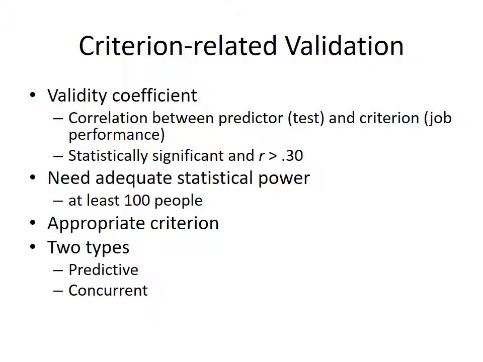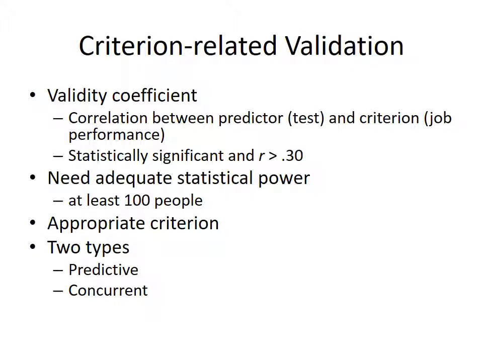So again, we're not expecting these tests to be enormous predictors of performance, but if we're claiming you should use this test to help you make performance decisions, we want to make sure there's at least a moderate relationship going on there. Now, to do a criterion-related validation, generally we need an adequate statistical power, and that generally means at least 100 people for a validation test if we're using criterion-related validity.